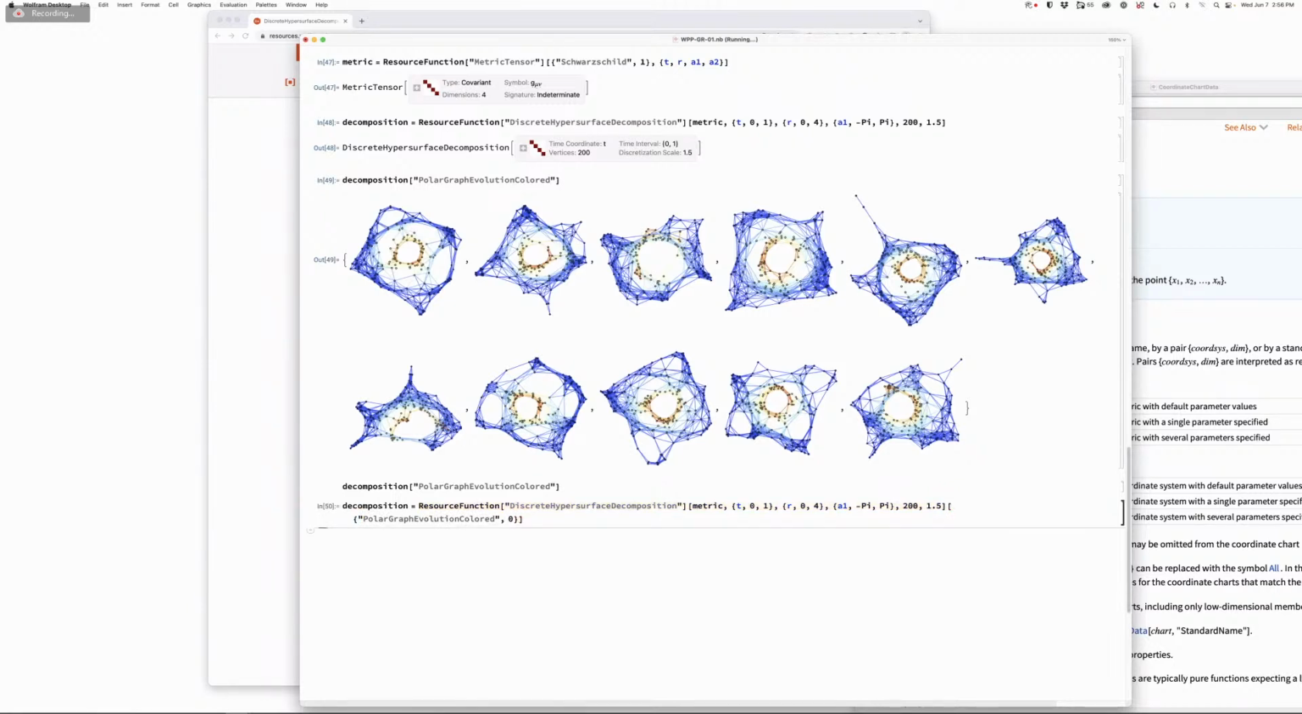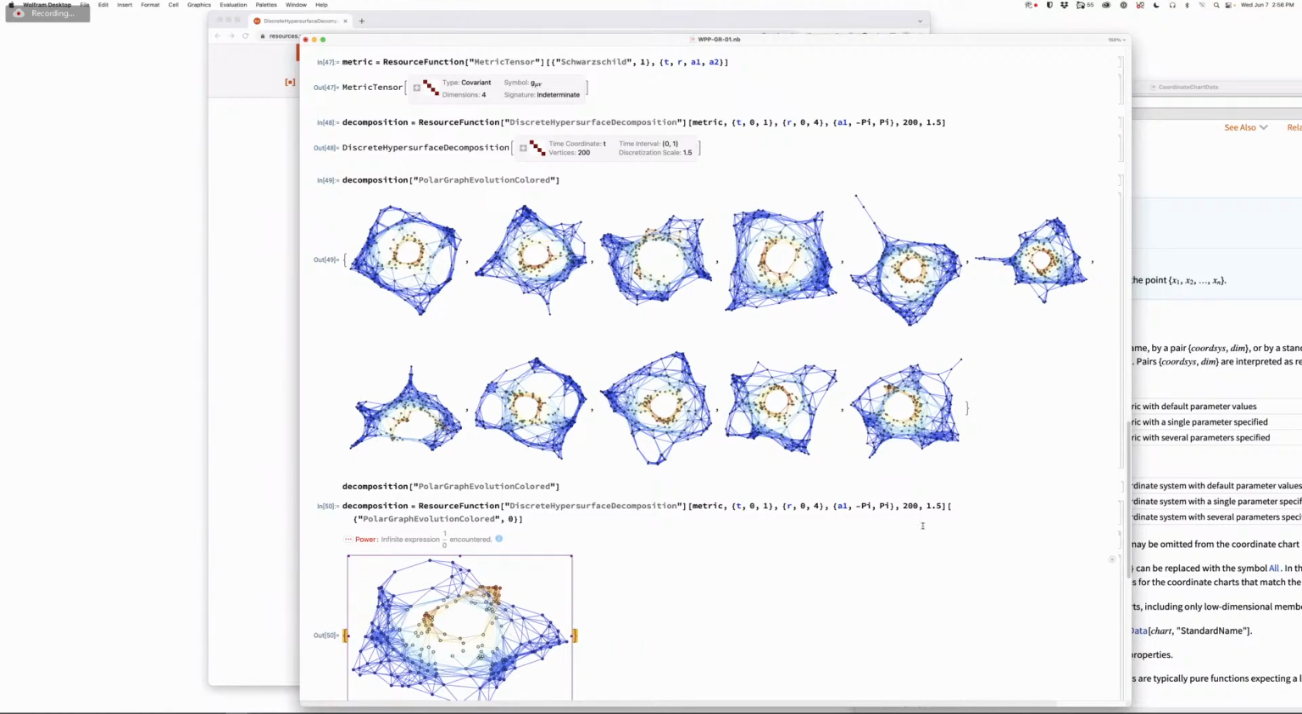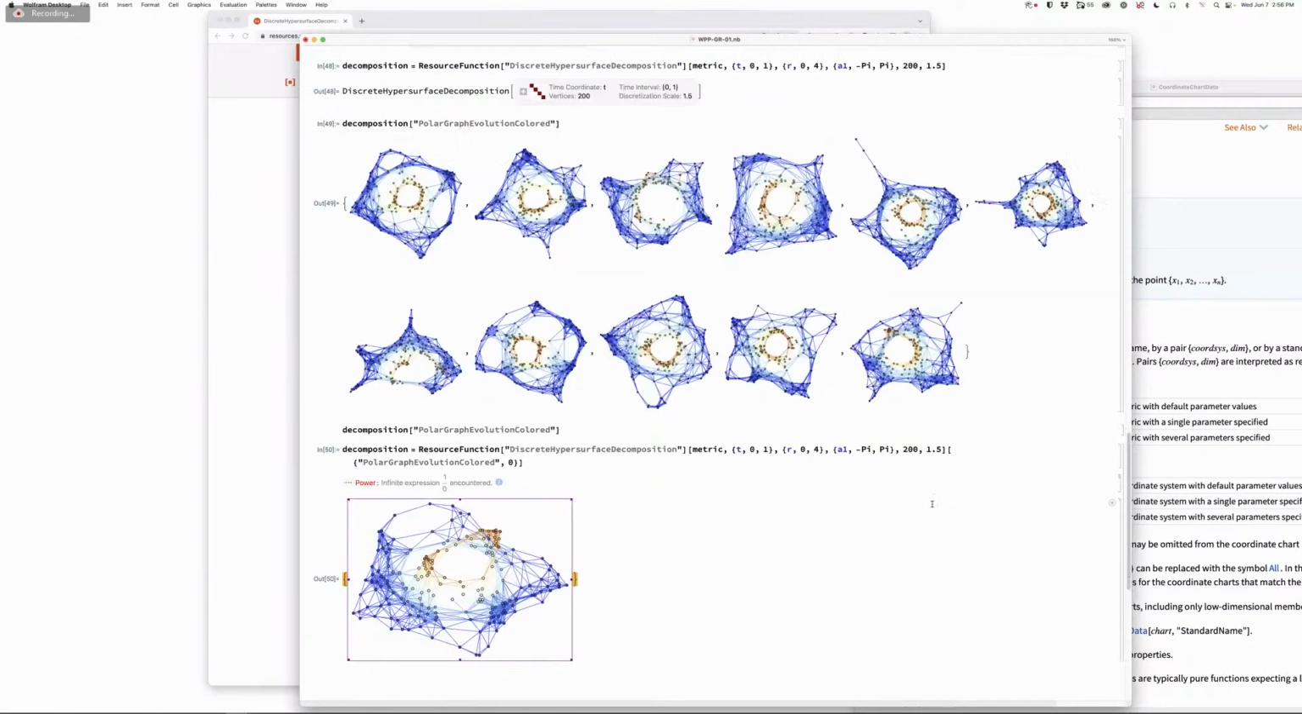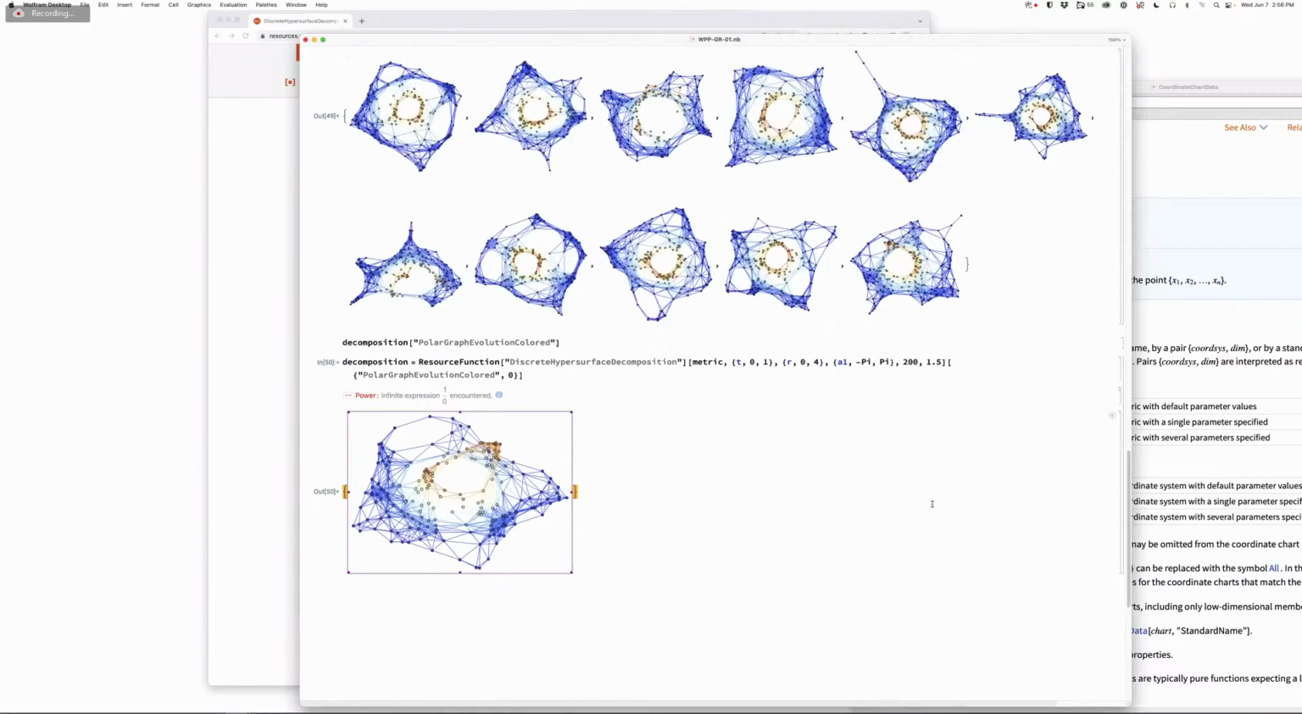Why is this taking so long? Isn't it doing 200 steps? I don't need it to do 200 steps. No, that's doing 200 vertices. Oh. Okay, I'm not sure why that happened, but there we go. Okay, 200 versus what's the 1.5? That's the initial refinement level. So you would get a more densely connected hypergraph for higher values of that.